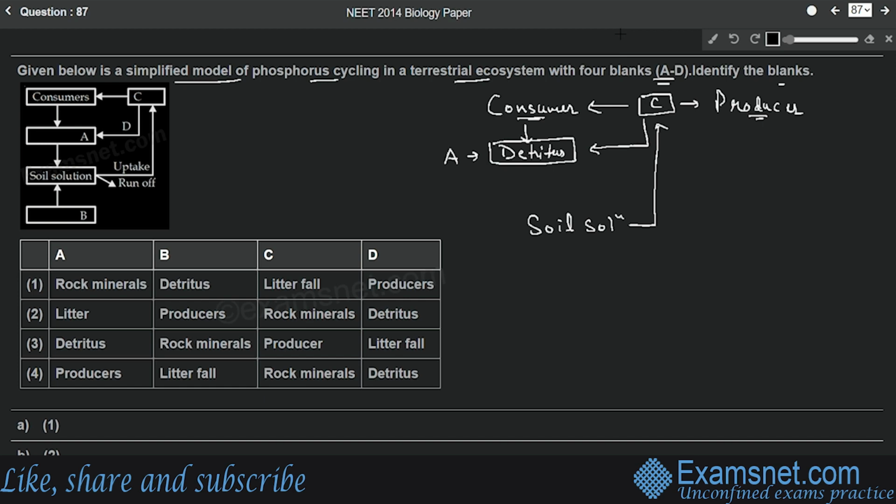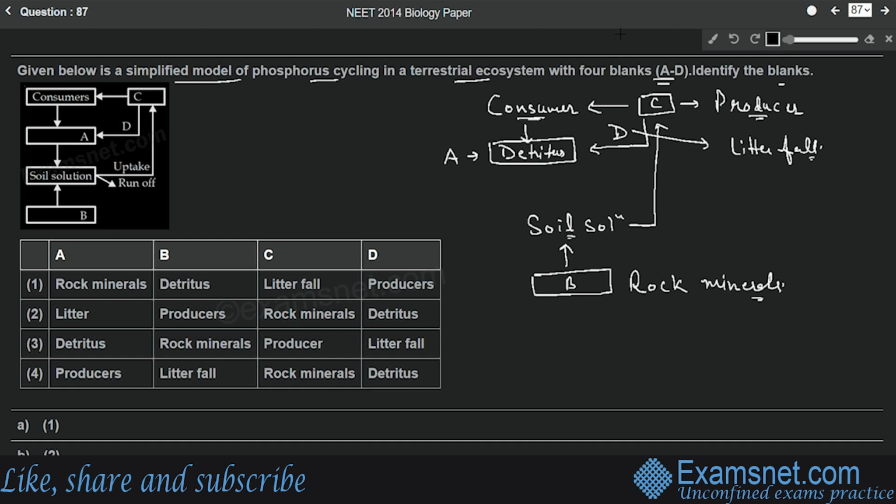And here we have D. So D represents the litter fall. Now what is B? So here we have B, and from B also phosphorus is getting transferred to the soil solution. So we know that the rocks are the reservoir of the phosphorus. So minor amounts of phosphorus will get dissolved into the soil solution during the weathering process. So this represents the rock minerals.